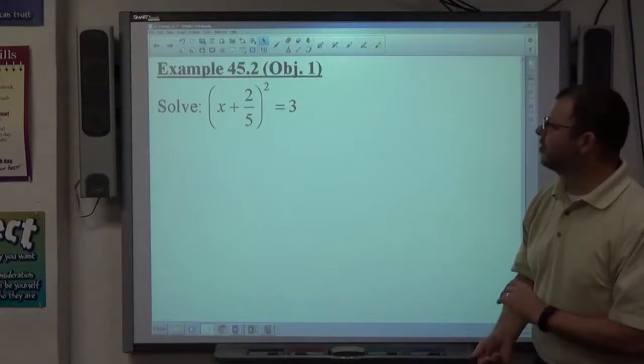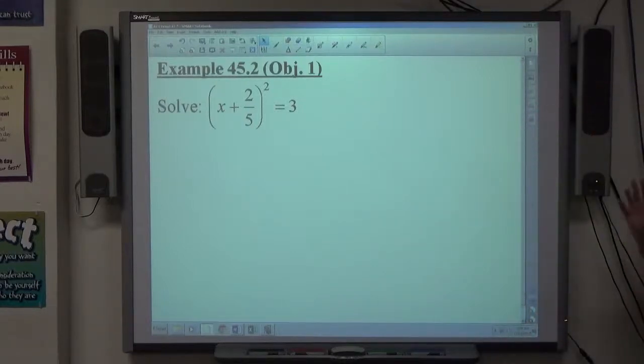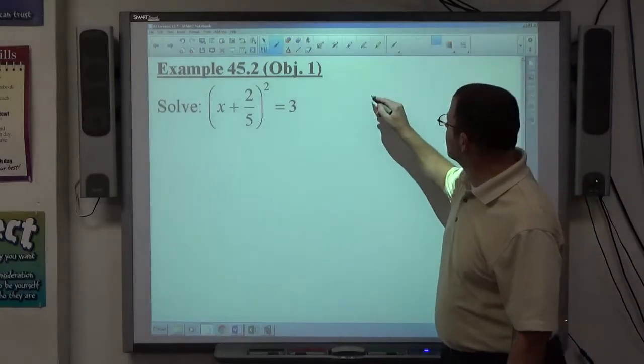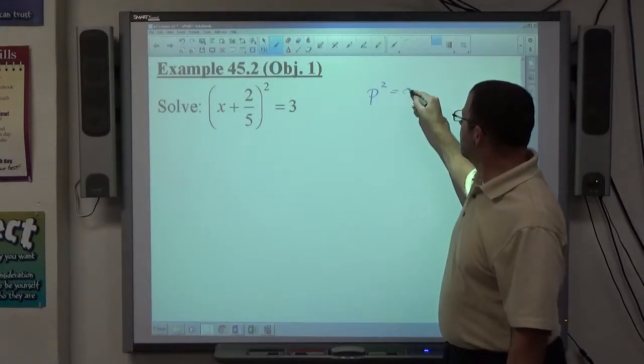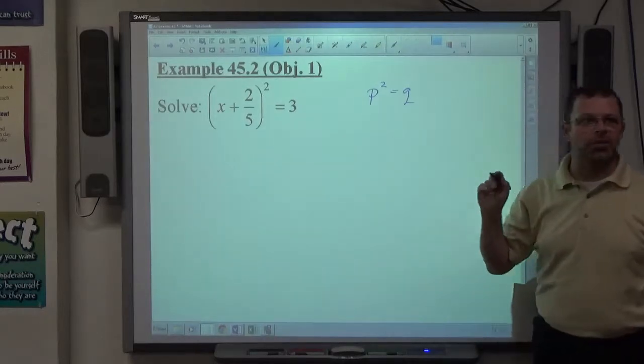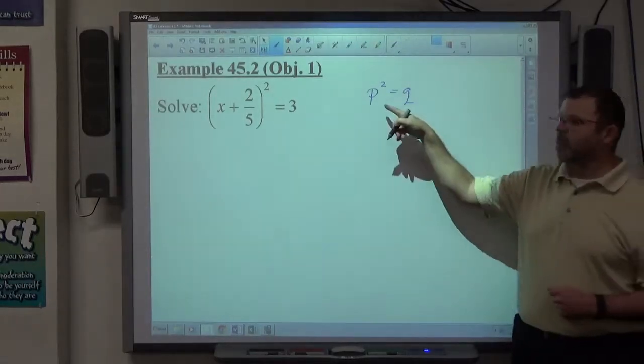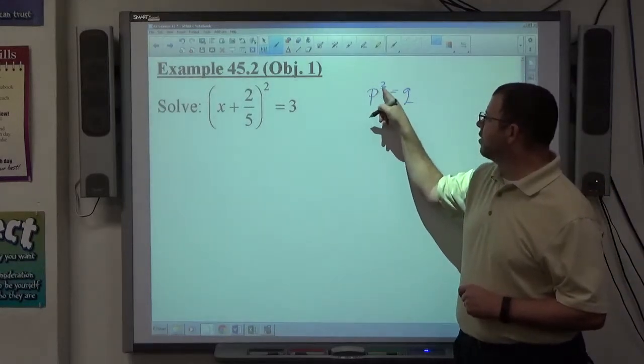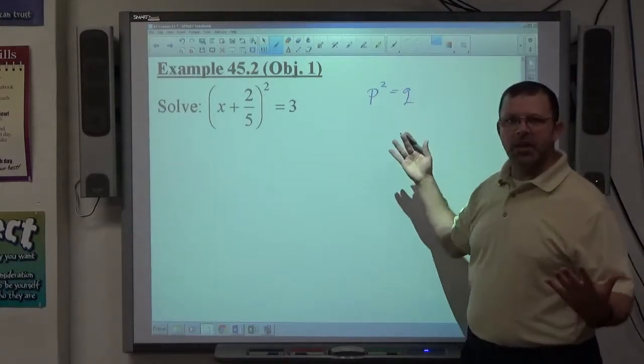All right, example 2, solve (x + 2/5) squared equals 3. And again, this is a different structure than the last problem. If we consider that p squared equals q is the structure that's required to use this difference of two squares theorem, it doesn't tell you what p has to look like. All this is saying is any object squared equals any number is allowed to use it.